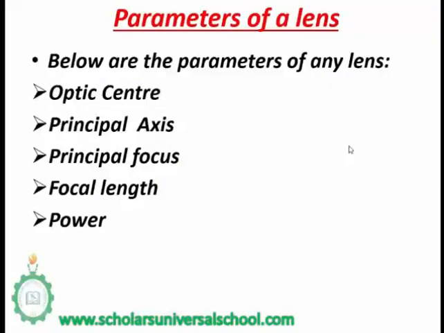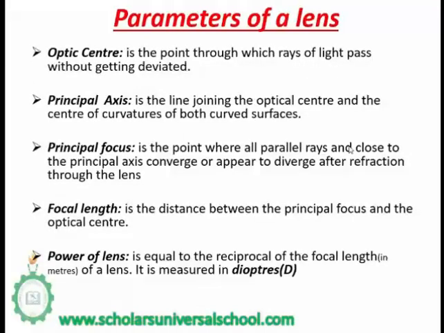Now we're talking about parameters of a lens. Just like when we talked about the parameters of curved mirrors, now we're also talking about parameters of a lens. So we're talking about the optical center, the principal axis, the principal focus, focal length, and the power of a lens. So what's the optic center?